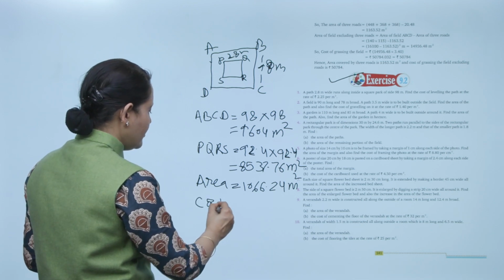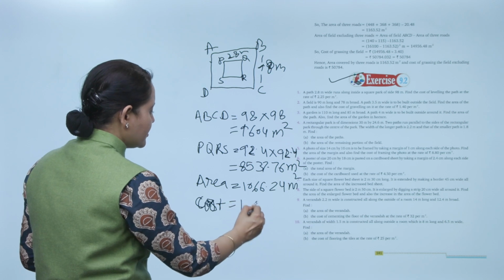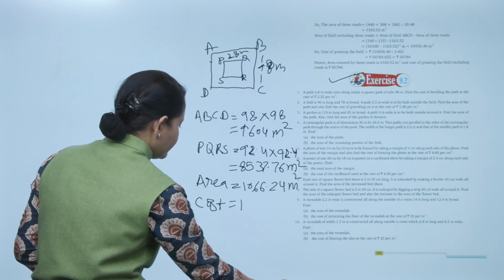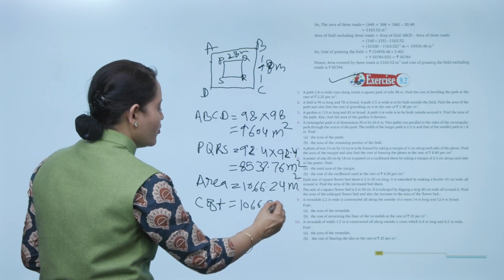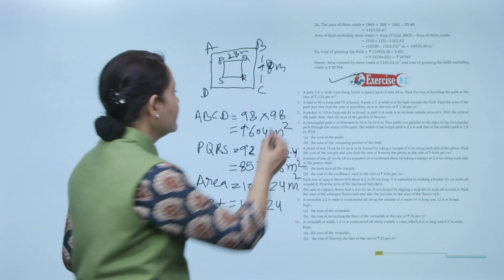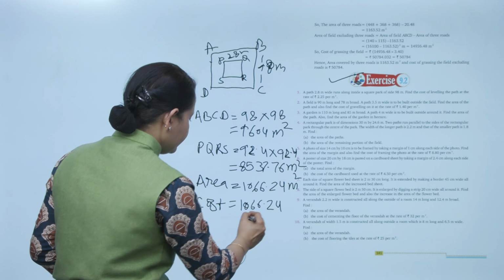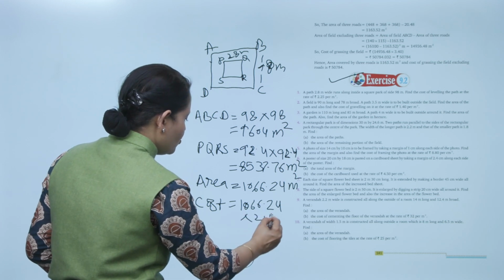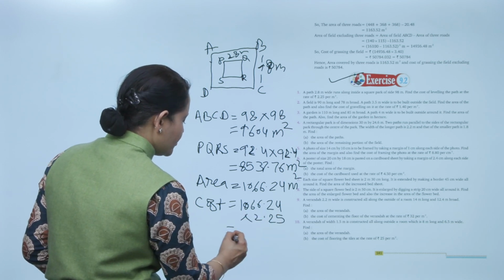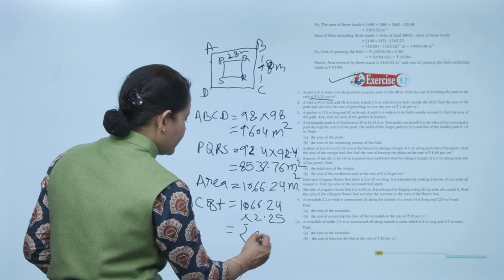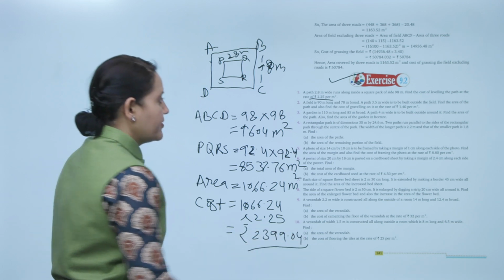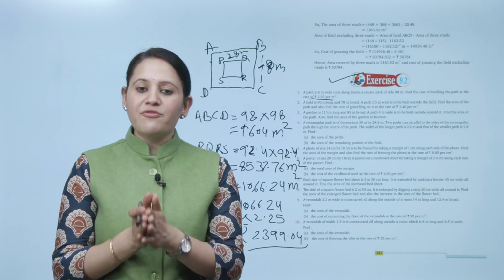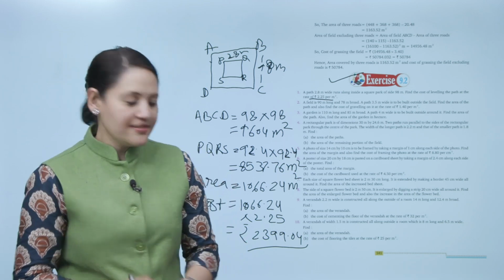Cost equals 1066.24 multiply by 2.25, that equals rupees 2399.04. Clear? So you have to practice all the questions of this exercise.